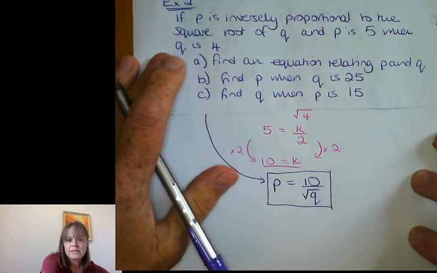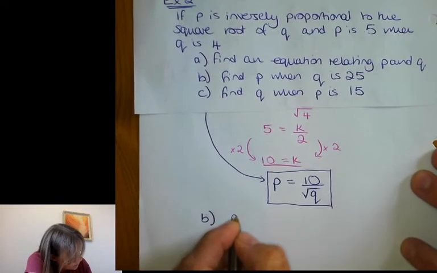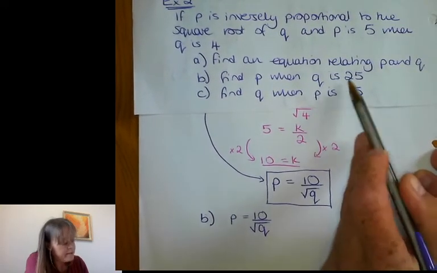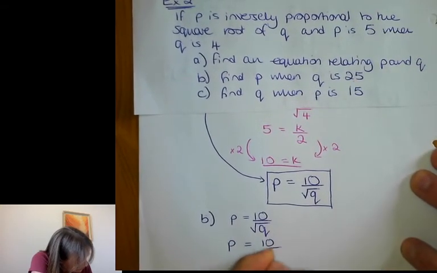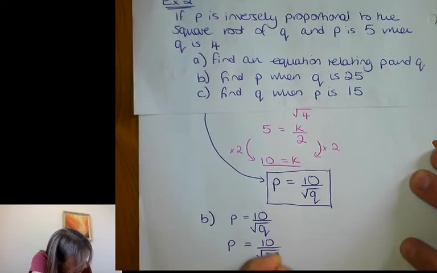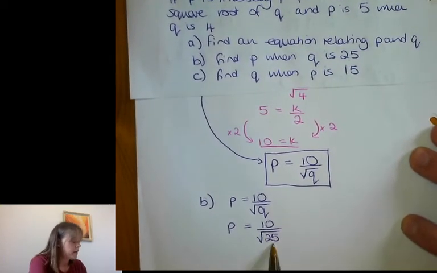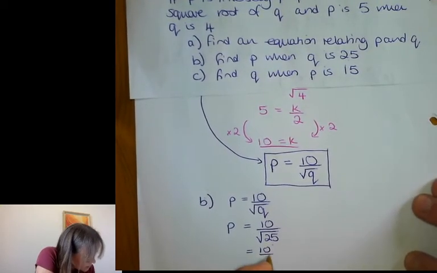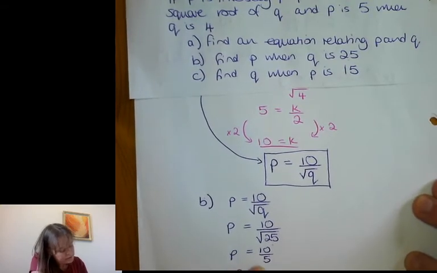Now I need to do B and C, which is, again, as always, write the equation, put in the number they gave me. So they told me that Q was 25. So I'm going to put 25 on the bottom there, underneath that square root. Don't lose your square root at that point. Now I'm going to work out square root 25, which I know is 5. So this really just says 10 divided by 5, and 10 divided by 5 I know is 2. So that's me done on that one.